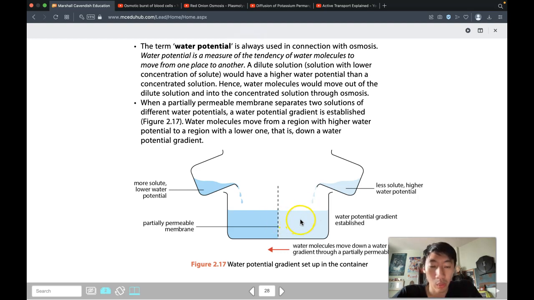So here, what we see is that the water molecules will move down the water potential gradient through this partially permeable membrane. The thing about osmosis is that it must have a partially permeable membrane. If you do not have a partially permeable membrane, then osmosis cannot take place. The liquids will just mix normally, right? Just like how you imagine the liquids can mix when you pour two liquids together. That's exactly how it happens. But when you have a partially permeable membrane, then you prevent the mixing of the liquids and only allow the water to pass through.